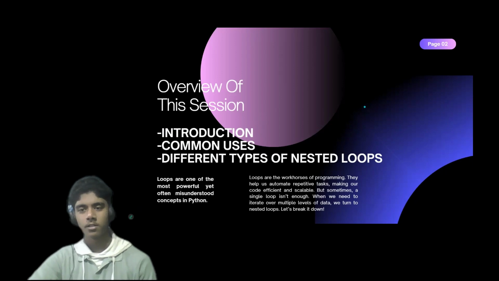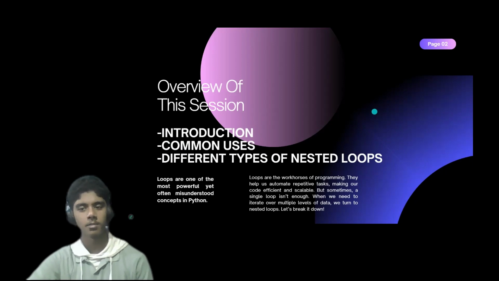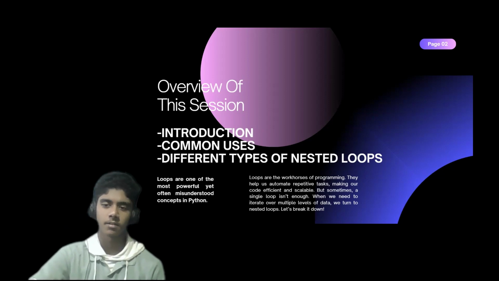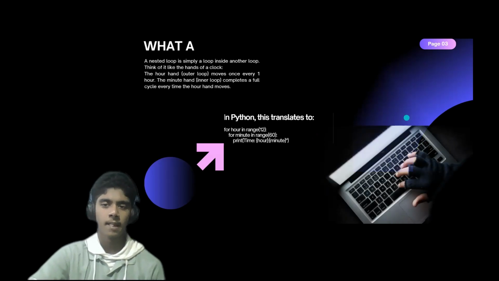Loops are the workhorses of programming. They help us automate repetitive tasks, making our code efficient and scalable. But sometimes a single loop isn't enough. That's why we use multiple loops within themselves, also known as nested loops.